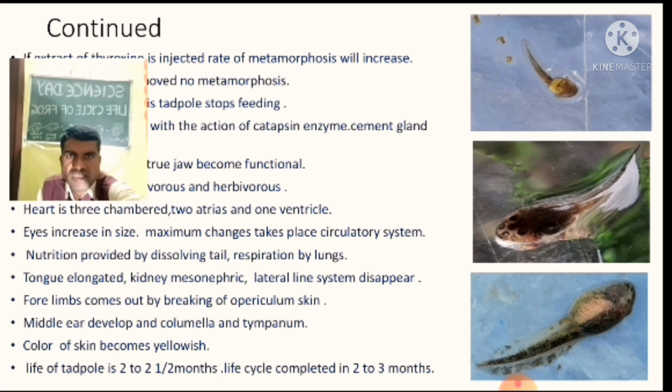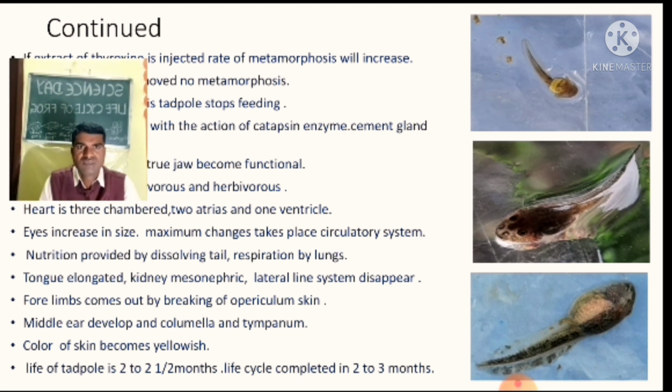Now the eyes are increasing in size and maximum changes take place in the circulatory system. So closed type of circulation, blood vessels are also forming, and blood is flowing through the blood vessels, that's why it is called a closed type of circulation. Nutrition is provided by digestion and respiration by lungs. When lungs become functional, this is also one of the very important points in the developmental stages.